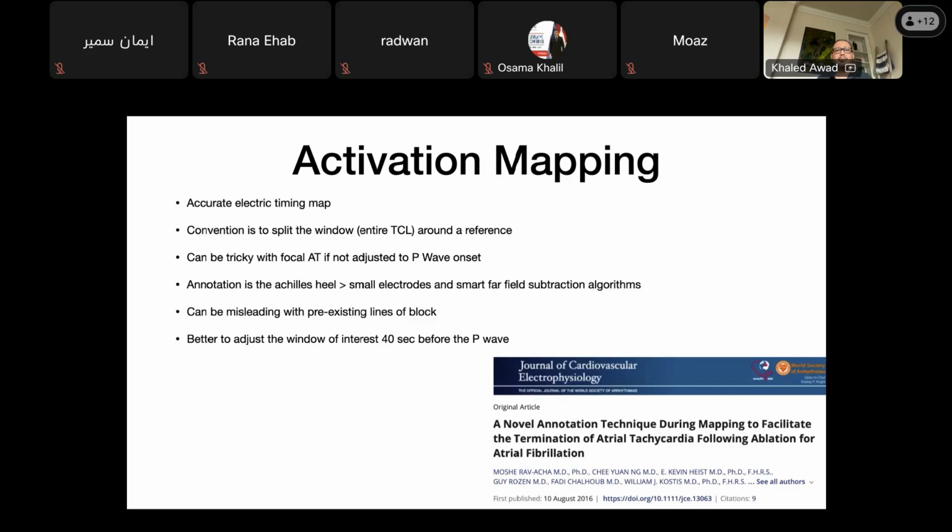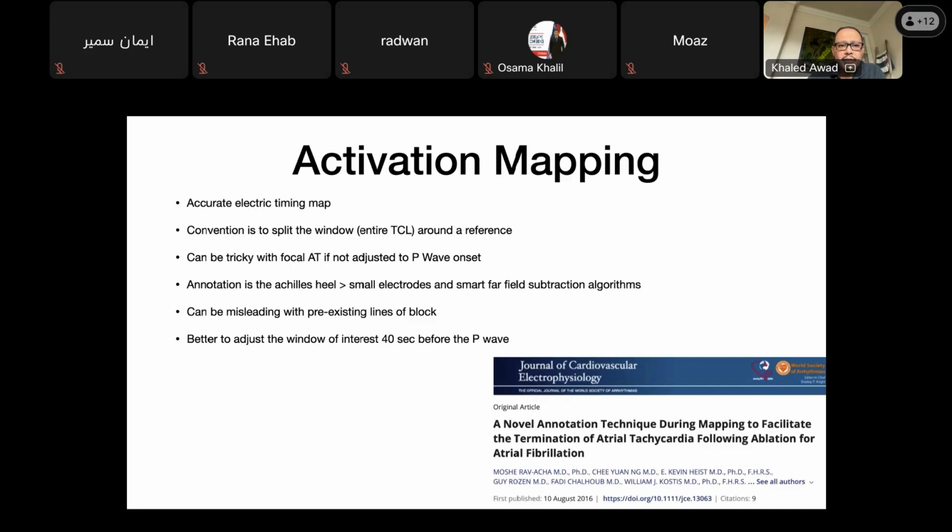We're going to talk about activation mapping a little bit, since this is the most commonly used approach. This is sort of a reflex to start doing an activation map when we're faced with atypical flutter. What is an activation map? It's an accurate electrical timing map. And this is something that can make or break your case.